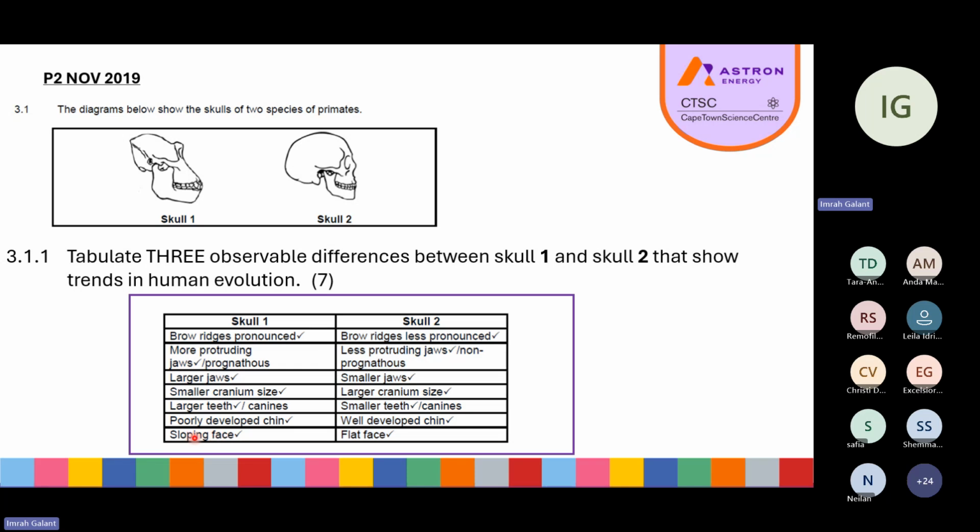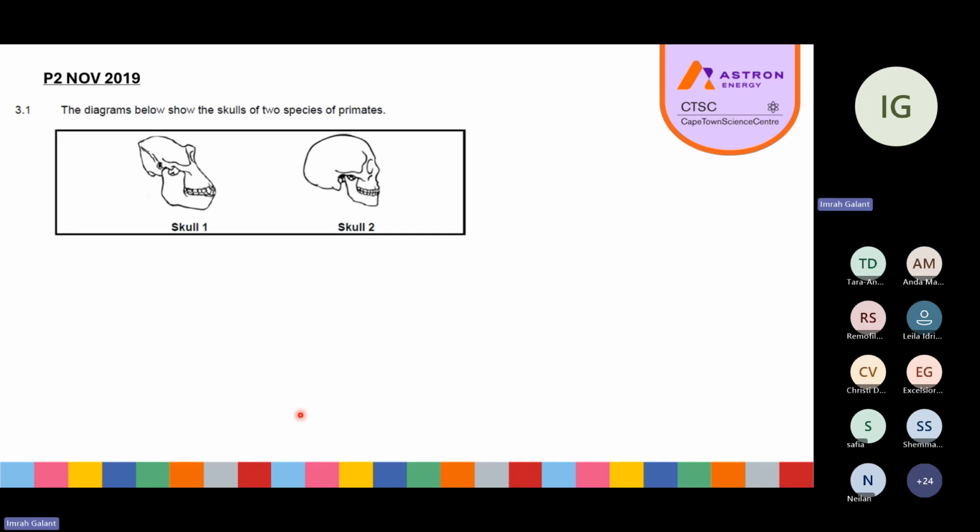You could also mention the poorly developed chin or well-developed chin in skull 2. And you also can note that skull 2 is more of a flat face, whereas skull 1 is more of a sloping face, curved face, as you can see over there. Okay, then moving on to the next question.